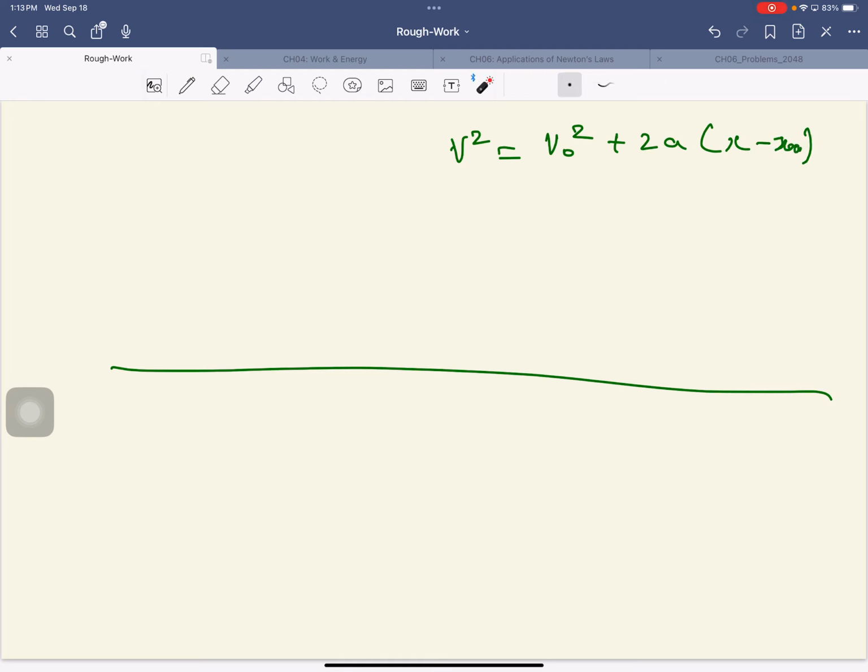All right, so let's say you're going at 100 miles an hour and you want to stop. The greater the acceleration, the smaller the stopping distance. So this is a safety issue.